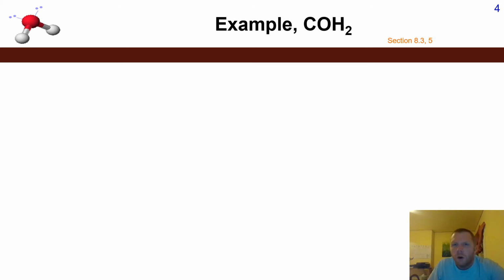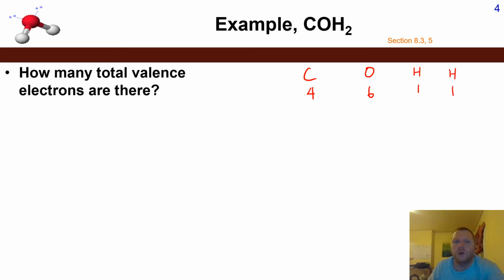Well, we've got a carbon, we've got an oxygen, we've got a hydrogen, and we've got a hydrogen. Okay, so carbon is going to bring in 4 electrons, oxygen is going to bring in 6, and each hydrogen is going to bring in 1 valence electron. So we've got a grand total of 12 valence electrons.